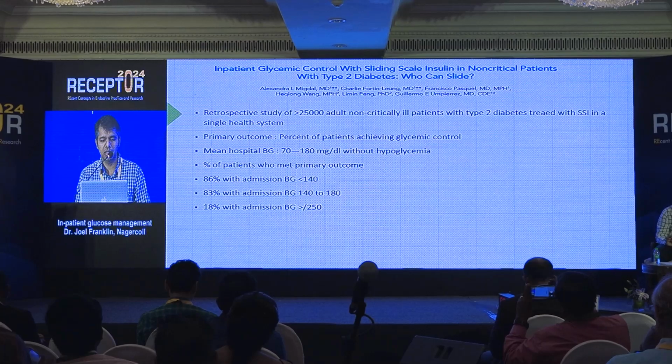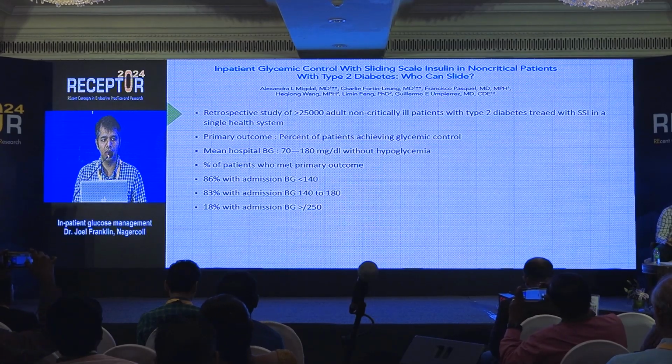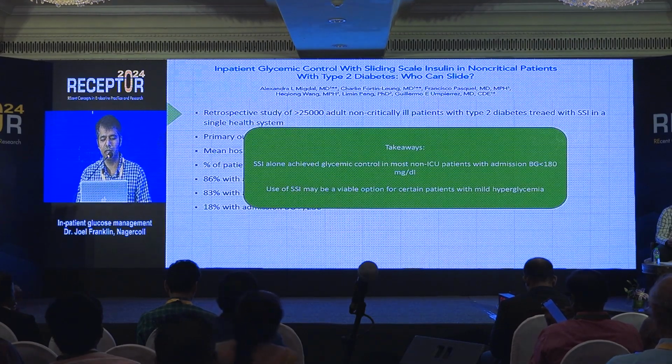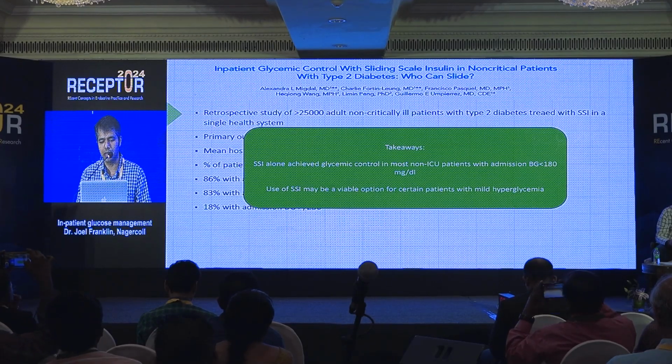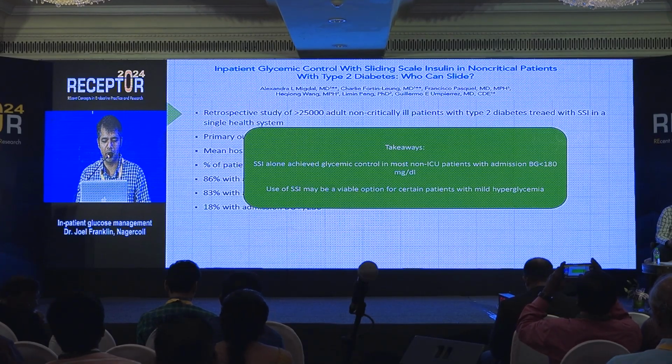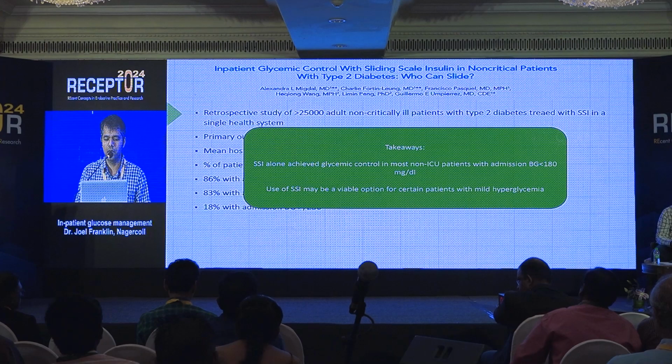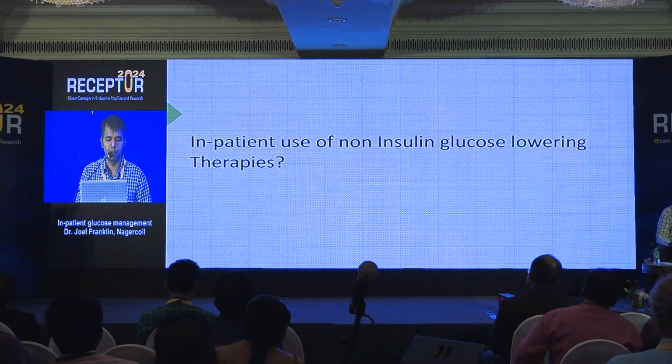So this is one study where they used a sliding scale only in patients who had very mild hyperglycemia, that is less than 180 mg per deciliter, and they found that sliding scale infusion alone achieved glycemic control in most non-ICU patients with admission blood glucose less than 180. So use of sliding scale infusion may be a viable option for certain patients with mild hyperglycemia. If the sugars are 200, 250, please don't use sliding scale infusion. You will be causing more harm to the patients.